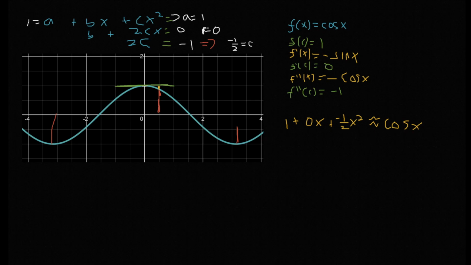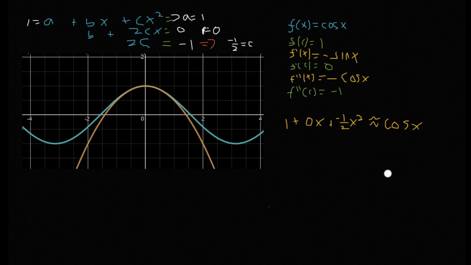Let's plot this and see how this works. Here's the graph of 1 minus 1/2 x squared compared with cosine x. And you can see that up until about x equal to plus or minus 1/2, this is a very good approximation. Anything between negative 1/2 and positive 1/2 is basically the same value. Look how accurate that is. So we can estimate anything in this interval to very good precision.